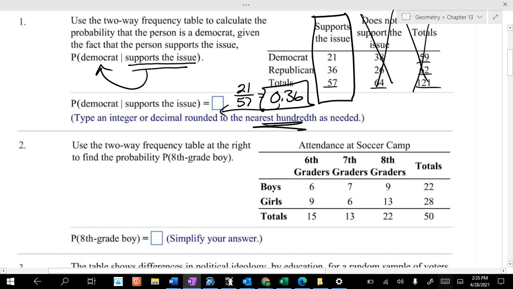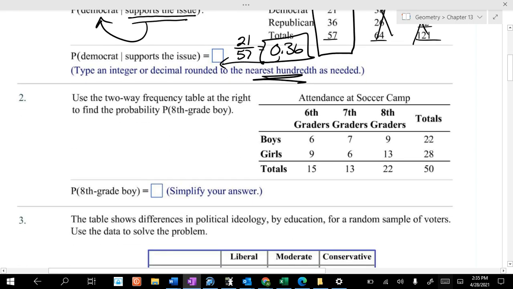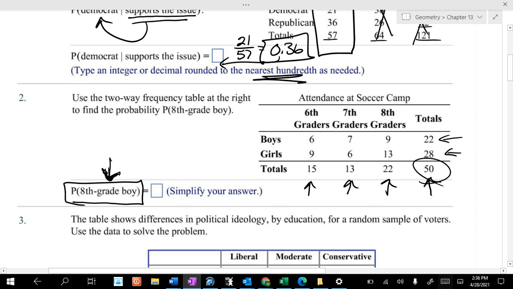Okay? Now, here's a two-way frequency table where there's a total number of boys, total number of girls, total number of sixth graders, total number of seventh graders, total number of eighth graders, total of the total. Okay, so now if they only have one thing behind here, it's how many eighth grade boys are there out of everybody? Because if there's nothing else in there, you take out of the total of the total. Okay, so how many eighth grade boys? Well, eighth graders and boys are right here. How many eighth grade boys are there out of everybody? Well, there's 9 out of 50.